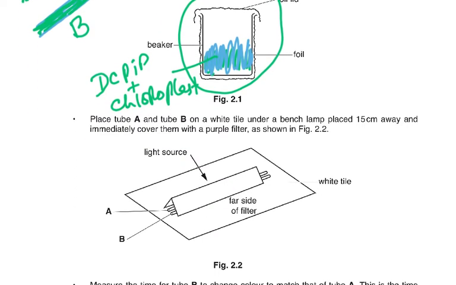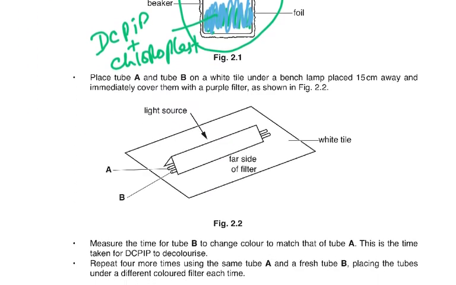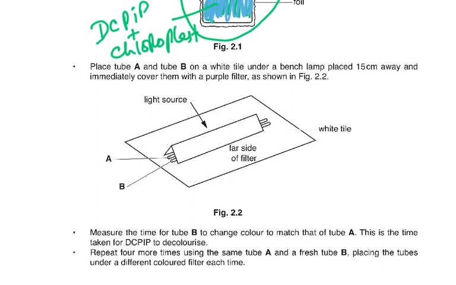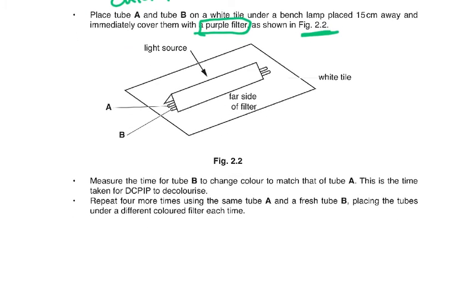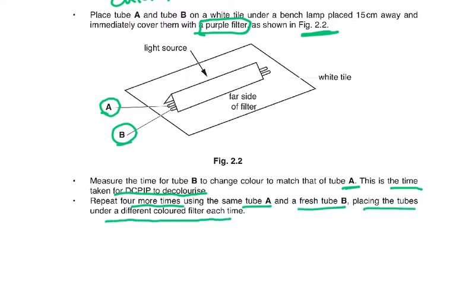Now place tube A and tube B on a white tile under a bench lamp placed 15 centimeters away and immediately cover them with a purple filter as shown in figure 2.2. So measure the time taken for B to change color. So B is going to change color because A just has the chloroplast in it, to match that of tube A. This is the time taken for the DCP-IP to decolorize. Repeat 4 more times using the same tube A and fresh tube B, placing the tubes under a different colored filter each time.